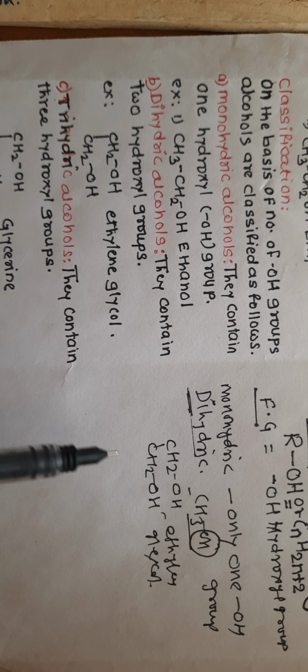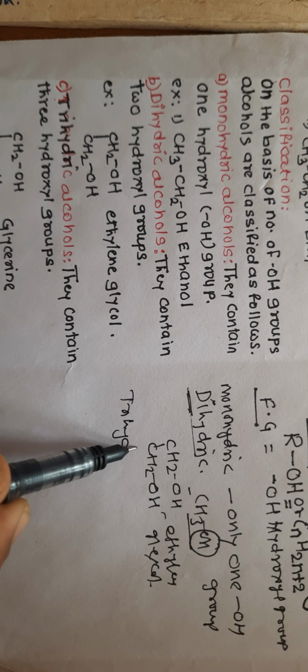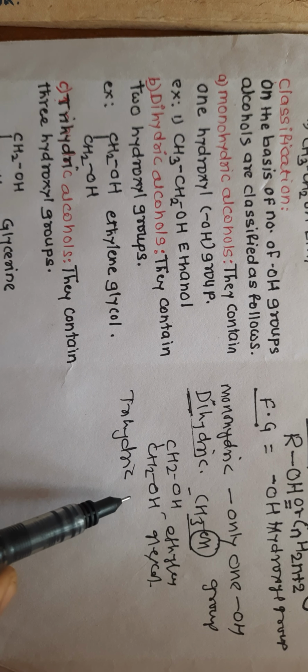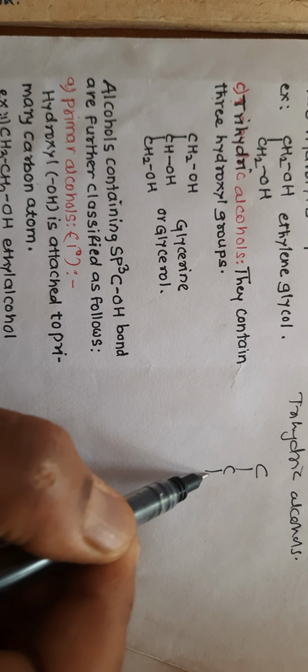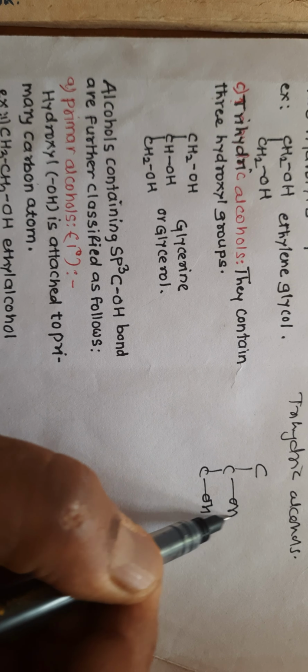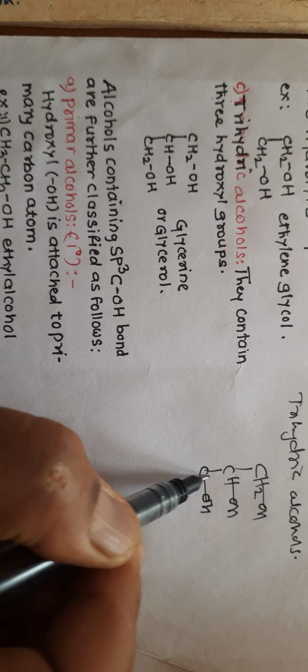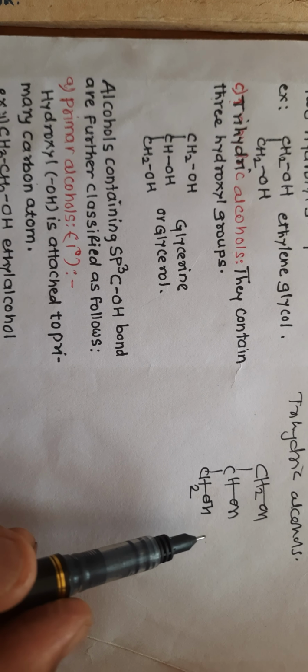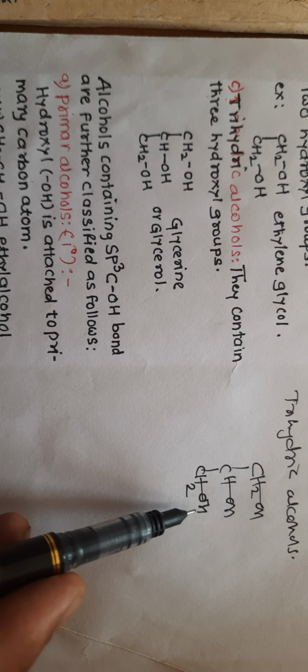Similarly, if there are three OH groups, that is known as trihydric alcohols. Here, 1, 2, 3 carbon atoms are there, with 3 OH groups. Here we have to attach CH2OH, CHOH, CH2OH. It is an example of a trihydric alcohol because it contains 3 OH groups.